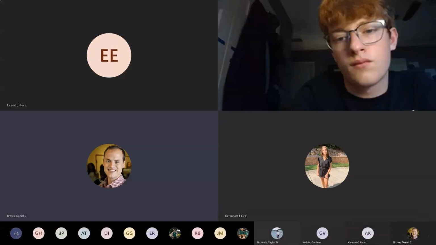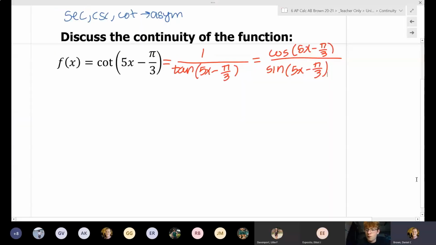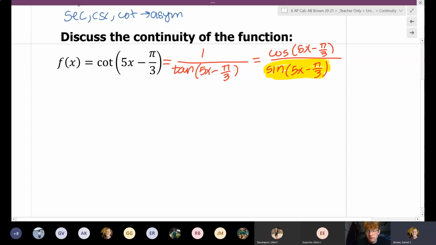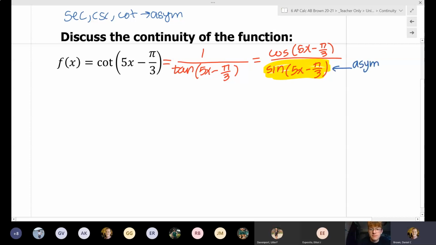For me at least, solving a sine or a cosine equation is a lot easier than solving a tangent equation, just when it comes to thinking about the unit circle. So when I look at this problem, I know that cotangent is undefined when its denominator is equal to 0. So we know that the asymptotes occur when this denominator is equal to 0, and so this becomes an equation that I just want to solve. I can find my asymptotes by taking this sine equation and setting it equal to 0.